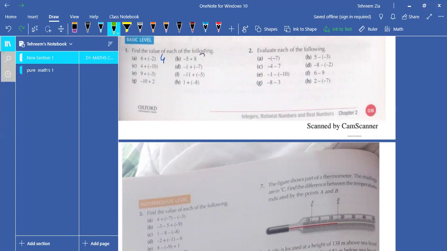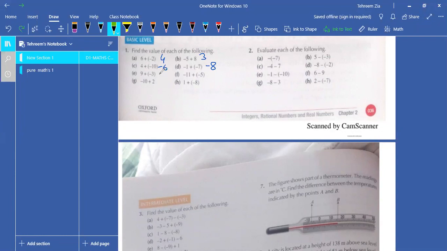3. 4 minus 10. Minus 6. 5 minus 6, minus 1. Minus 7 plus, minus 8. Shanti, is your networking good?